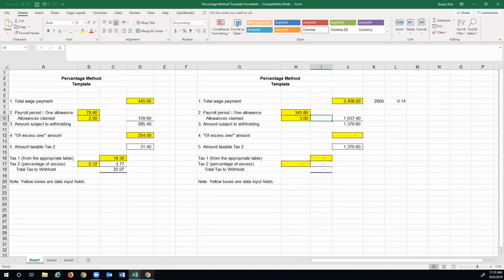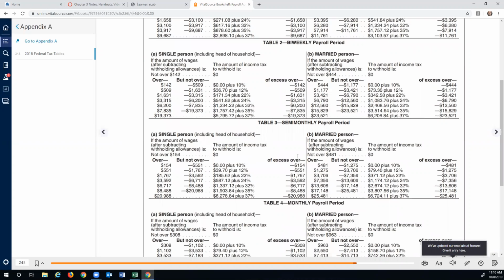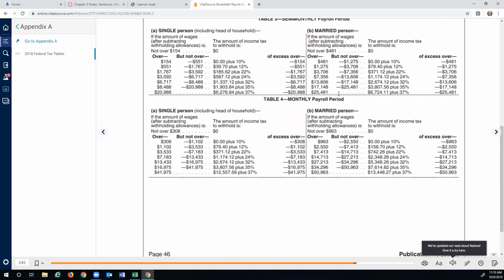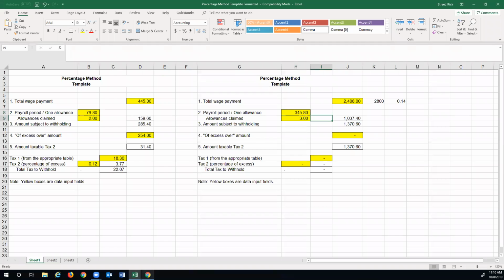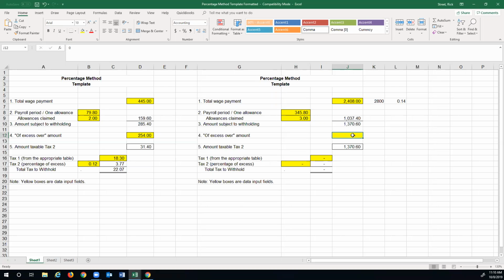Now let's go back to our tables. We have to find monthly. Here's monthly and married. So we're over here. And we're looking for $1,370.60. So right here, monthly, $1,370.60 is the very top bracket. So they're in a little different situation, but here's our number. We need to calculate how much additional tax is charged. It's $963. We put the $963 right here.